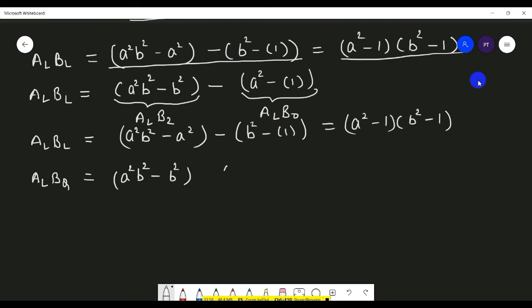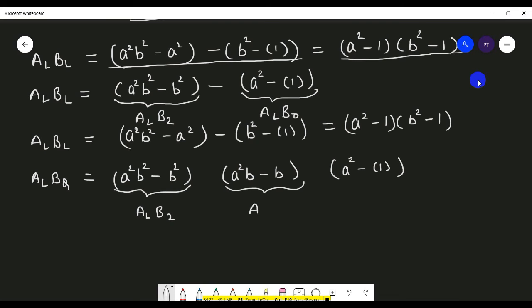Linear effect of A at intermediate level of B is A square B minus B, and linear effect of A at low level of B is A square minus 1. This is linear effect of A at high level of B. This is linear effect of A at intermediate level of B. This is linear effect of A at low level of B.